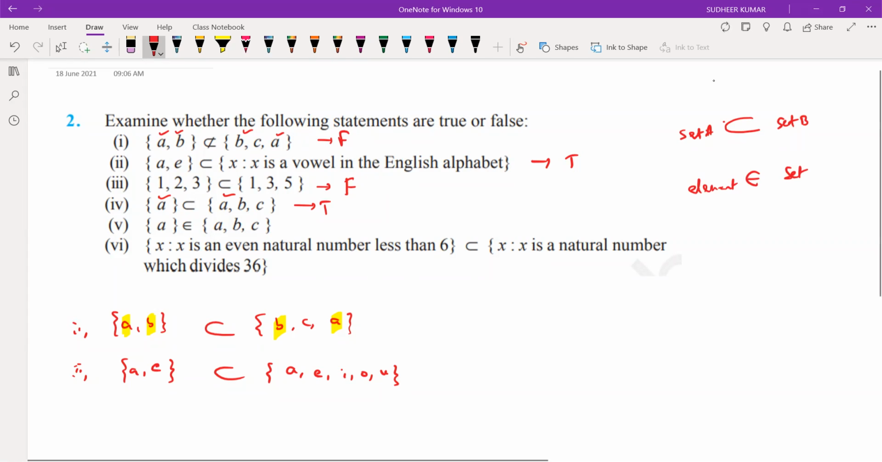Do you understand what I said? When we use the subset, both sides will consider sets only. There we'll use subset. When we use belongs to, the left side will take the element and the right side will take the set. Whether the element exists in the set, we will say that it belongs to. If the element does not exist in the set, we will say that it does not belong to. Is it clear, ma?